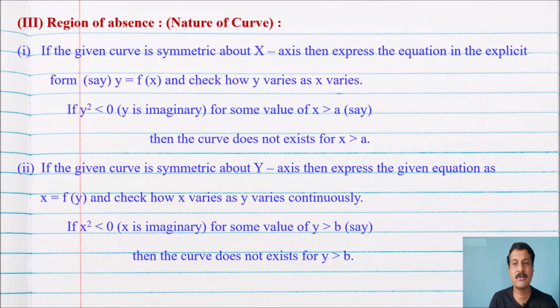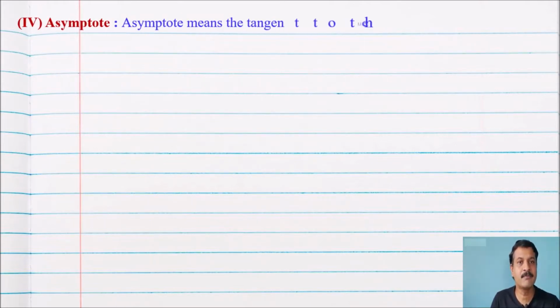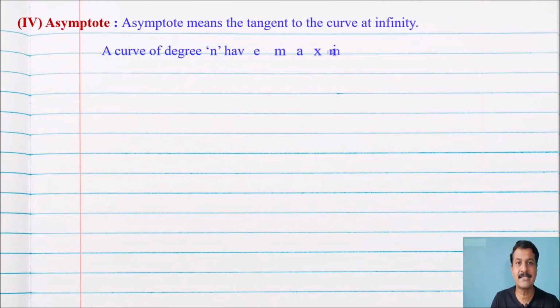Similarly, if the curve is symmetric about the y-axis, then express the given equation in the form x equal to f of y and find where x square becomes negative, meaning x becomes imaginary, and the curve does not exist for these values. Along with this, also observe from the given equation how x or y varies as y or x changes. Now the fourth point is the asymptote, a very important point.